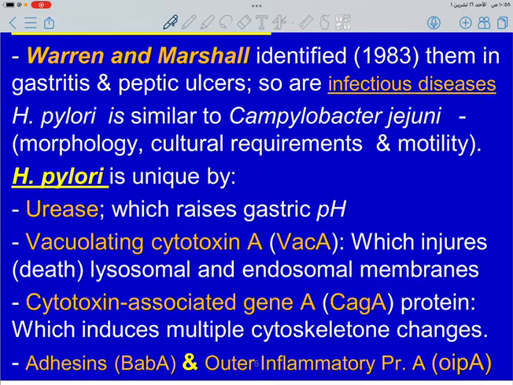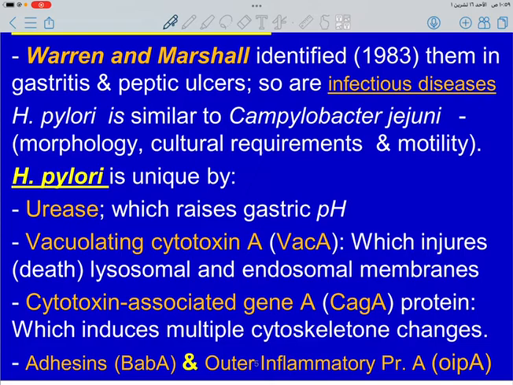For simplicity, we call them VacA, CagA, BabA, OipA. What is VacA? Vacuolating cytotoxin A. This causes injury of the lysosomal and endosomal membrane of the cells. So when they infect cells, they injure these membranes and cause death of the infected cells.